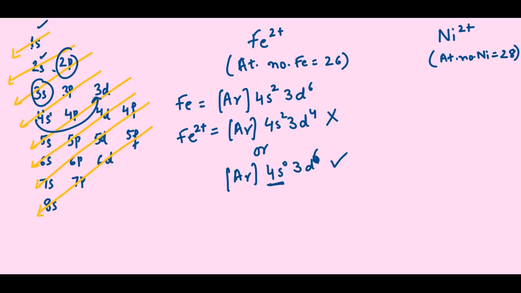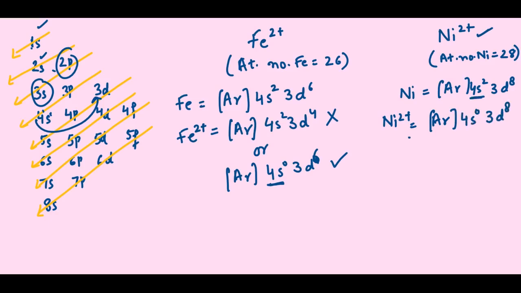I'll take one more example of this. Similarly, in the case of Ni2+, what will you do? First, you will do the configuration of nickel. Nickel is 28, so the configuration of nickel would be 4s2 and then 3d8. Now, for the configuration of Ni2+, you will again remove the 2 electrons from the 4s orbital, not from the 3d. So this is something very important to remember.